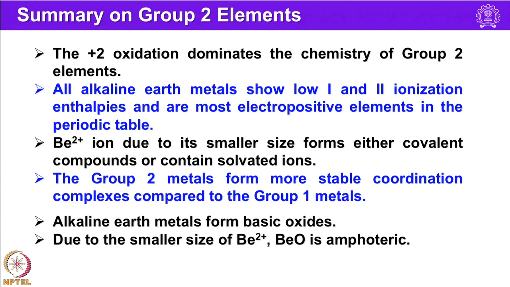Group 2 metals form more stable coordination complexes compared to the group 1 metals, and alkaline earth metals form basic oxides similar to alkali metals. Due to the smaller size of beryllium 2 plus, beryllium oxide is amphoteric and it behaves more or less very similar to aluminum oxide. So with this I complete the chemistry of group 2 elements.